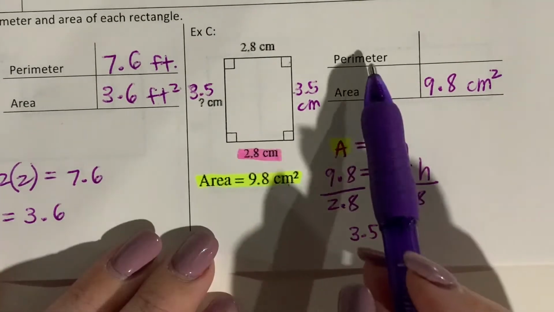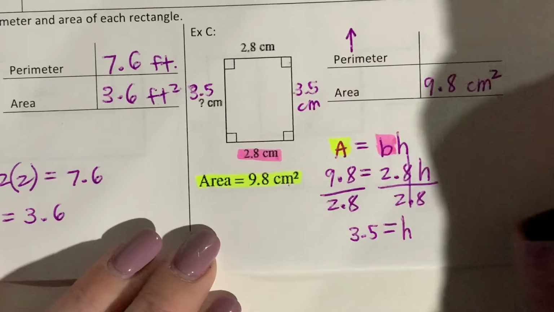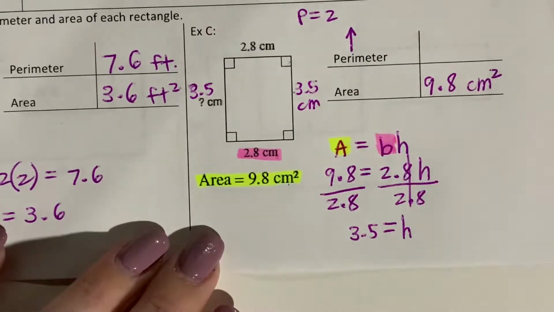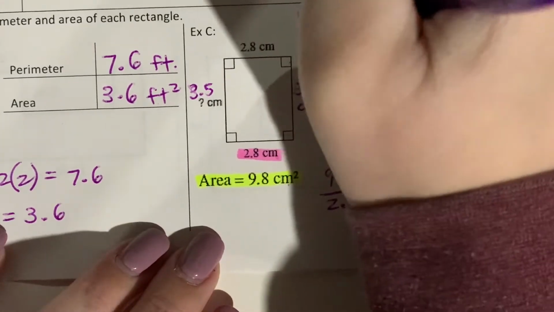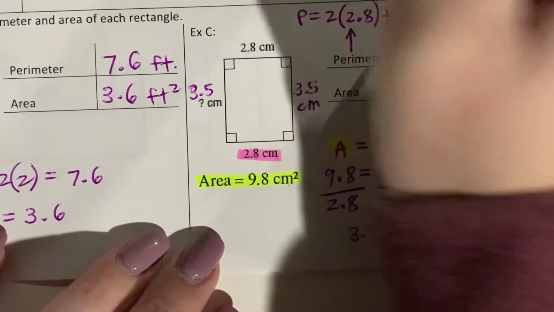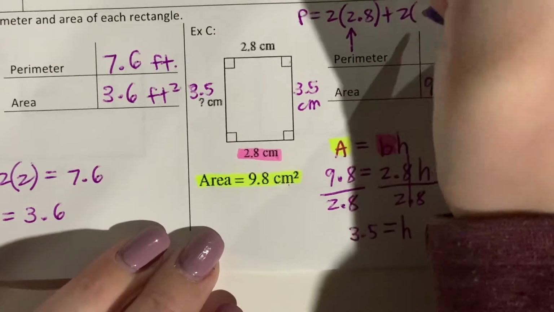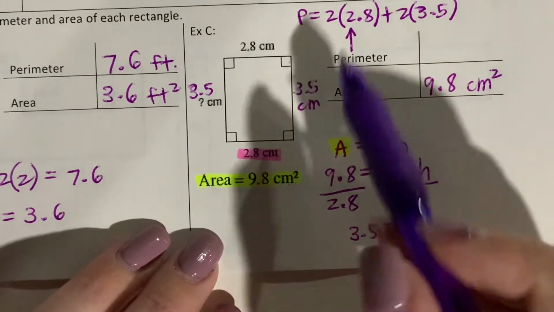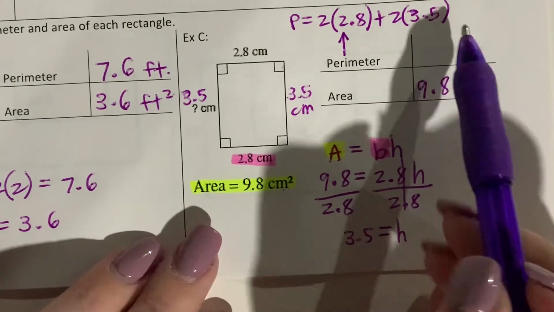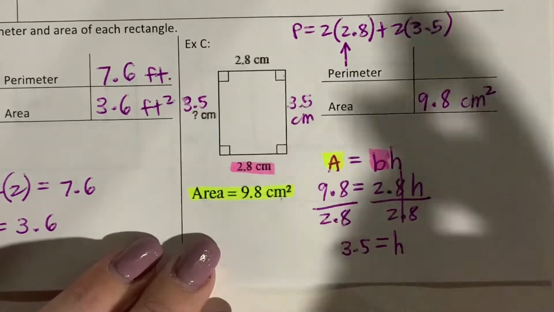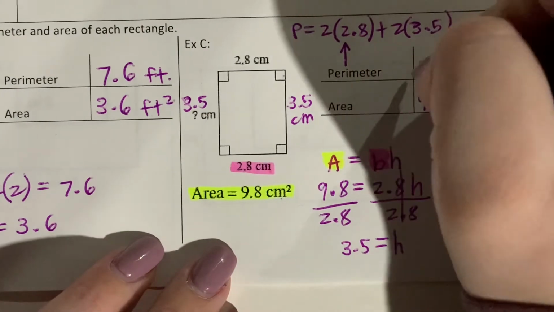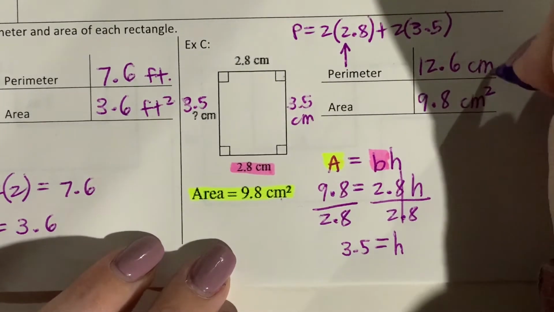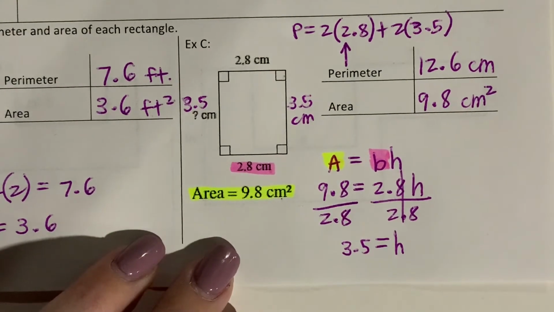So now for my perimeter, and I guess I could show my work above here, using my perimeter formula, I'm doing 2 times my base, which is 2.8, plus 2 times my height, which is 3.5. And I can do that math really quick. If you want to type this into your calculator, you may. Just be careful. Make sure you use parentheses. And when I do this, I end up getting 12.6. And perimeter is just units. So I'll have 12.6 centimeters.